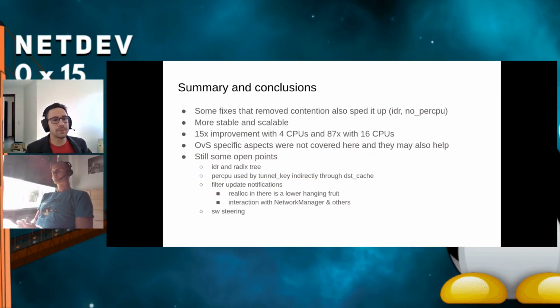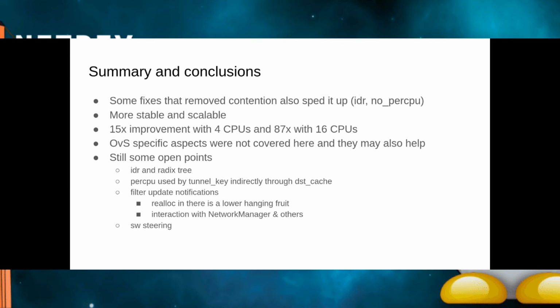So, summary and conclusions. Some fixes that removed contention also sped things up, like the IDR and no per CPU. The system is more stable and more scalable. It has a 15 times improvement with 4 CPUs and 87 times improvement with 16 CPUs. So it's not just add one more CPU and you have that direct proportion. OVS specific aspects were not covered here, and yet they may also help. And as we said, still some open points.